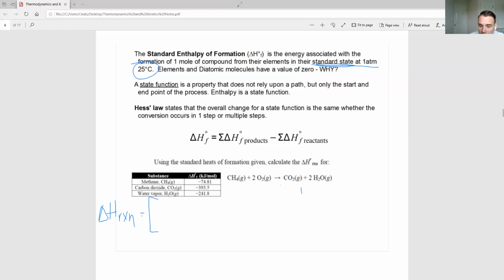So products, reactants. I've got carbon dioxide, so I take the negative 393.5 kilojoules per mole. I'm only going to write the units once. There's only one of them, so I don't have to multiply it by anything. Plus 2, because there's 2 of them, the water vapor times negative 241.8.